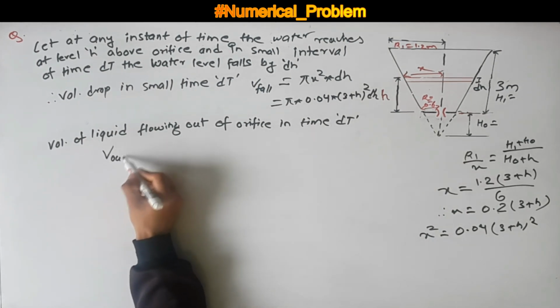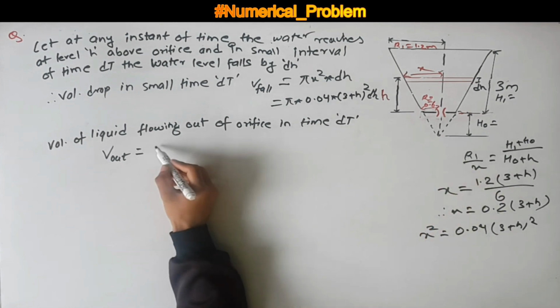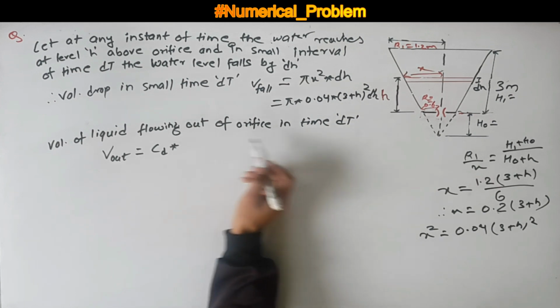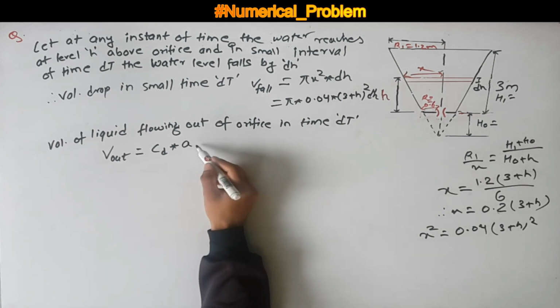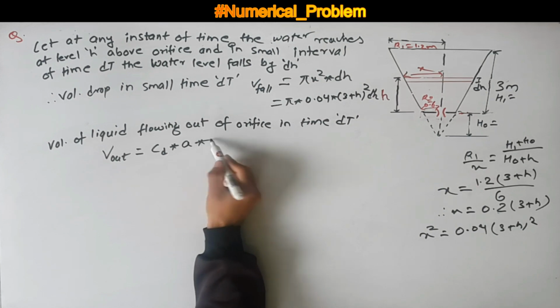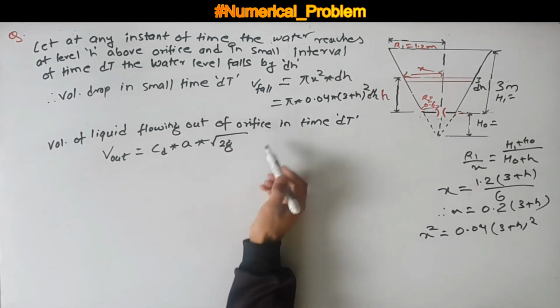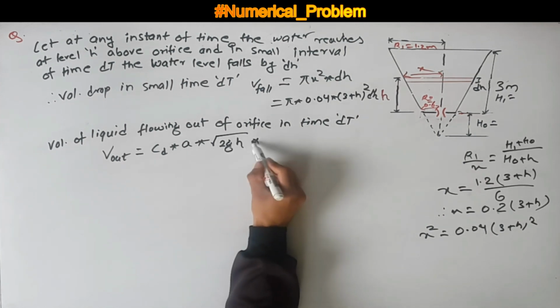Let this V out equal to, this V out can be calculated by coefficient of discharge into the area of the orifice. Let area of orifice be A, or we can write in terms of diameter, pi by 4 d square. Let this be A, and root under 2g into height of water above orifice. This is h, and this is the discharge, and we have to multiply with time.